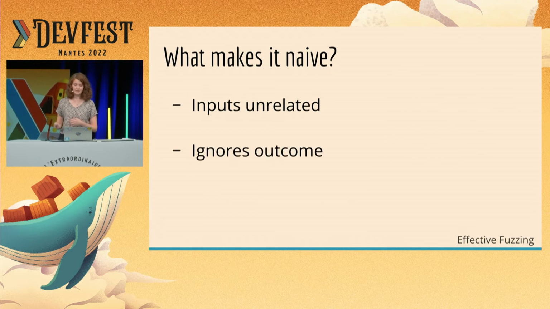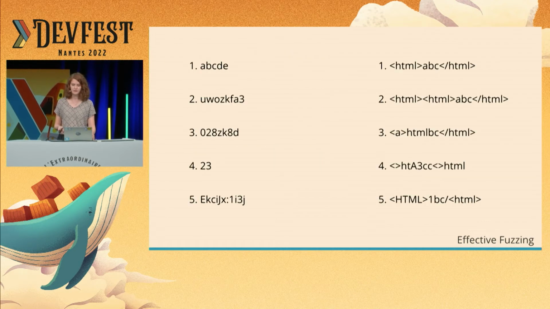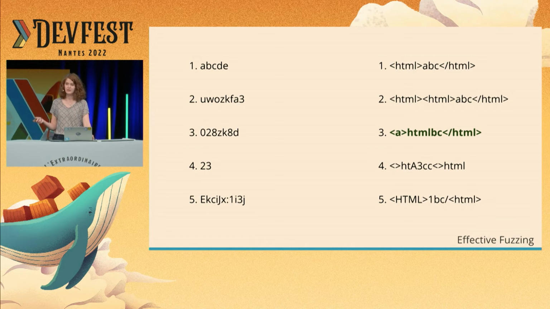OK, another reason the naive fuzzer is going to be ineffective is it's completely ignoring the outcome of the previous runs. So let's go back to our previous example again. If you're testing an HTML parser, there's a good chance that this input right here is pretty interesting to you. You provided an HTML tag as the initial input, but it generated an anchor tag. That's likely to hit a new code path in your parser that your previous test case didn't hit. So the fuzzing engine should take note of this and pay attention.